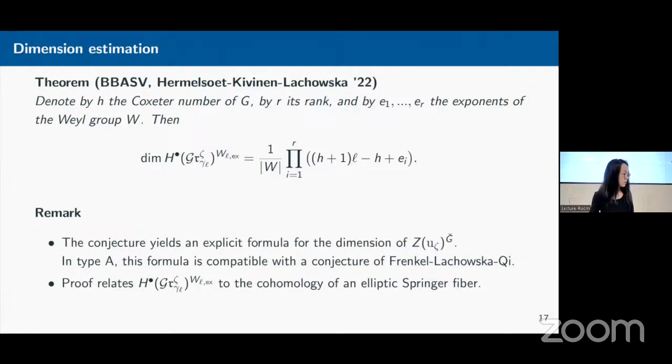Okay. Right. And also, I want to mention that the proof for this formula relies on a comparison between this cohomology space and the cohomology of some elliptic fiber, which is better understood. And this formula comes from the computation of dimensions for that elliptic fiber.